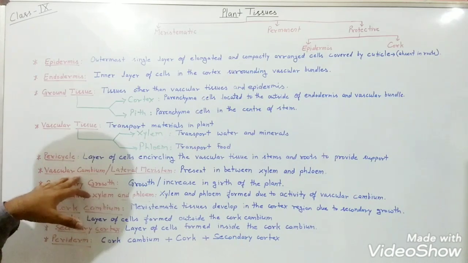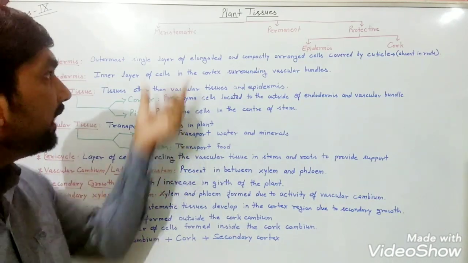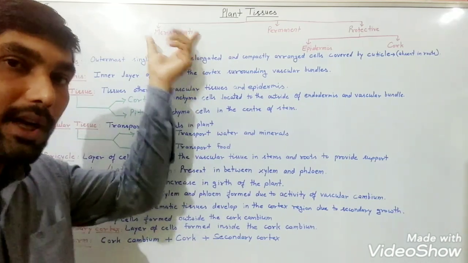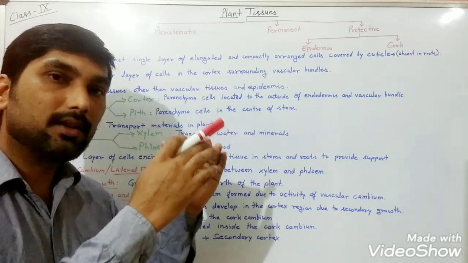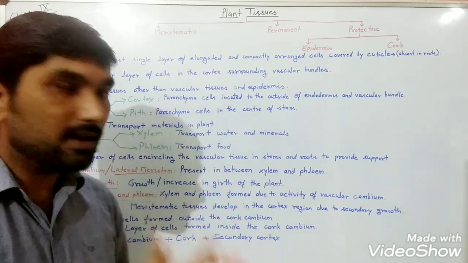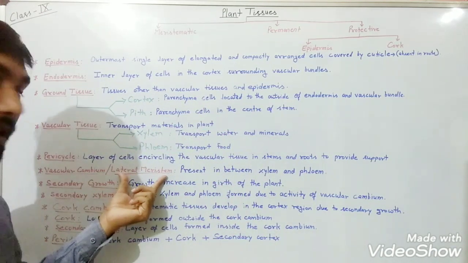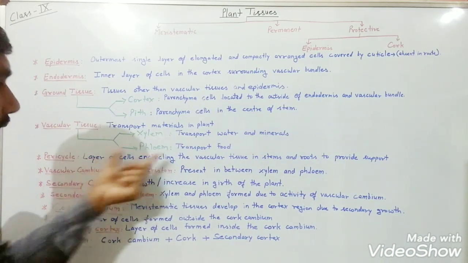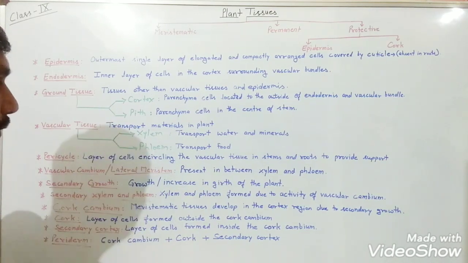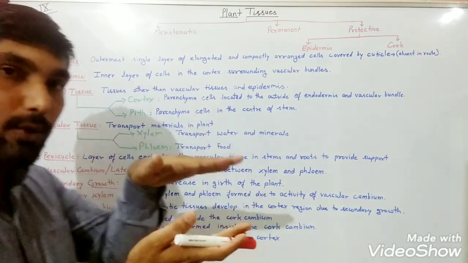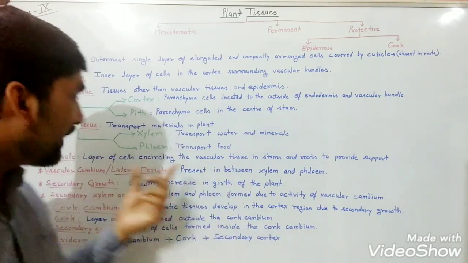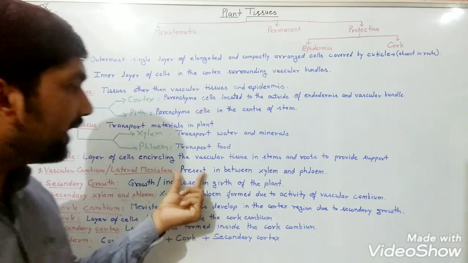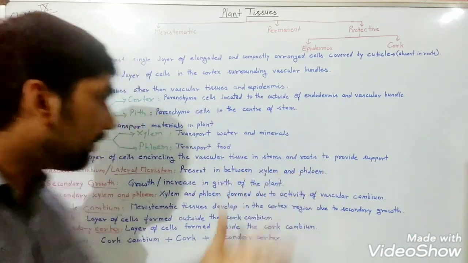We will discuss this during the discussion of the figure also, so it will be clear to you. Now the vascular cambium. As we have studied in meristematic tissues, they are of three types: apical, lateral and intercalary. Lateral meristematic tissues are also known as vascular cambium. Vascular means xylem and phloem, so the lateral meristematic tissue present in between xylem and phloem is known as vascular cambium.